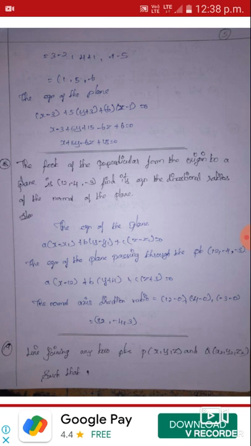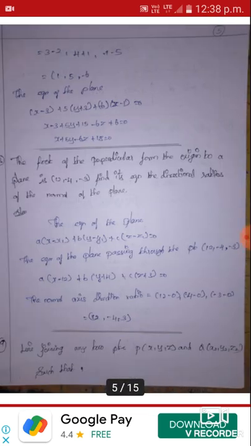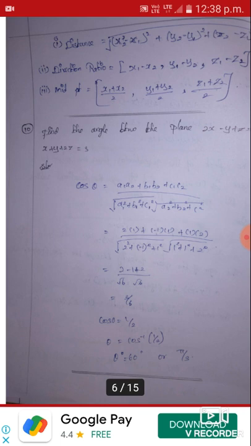The line joining any 2 points, P(x1, y1, z1) and Q(x2, y2, z2), such that by the distance formula we get the square root of (x2 - x1) whole square plus (y2 - y1) whole square plus (z2 - z1) whole square. The directional ratios are x1 - x2, y1 - y2, z1 - z2. Midpoint means we have to add the starting point and ending point and divide by 2, like that.